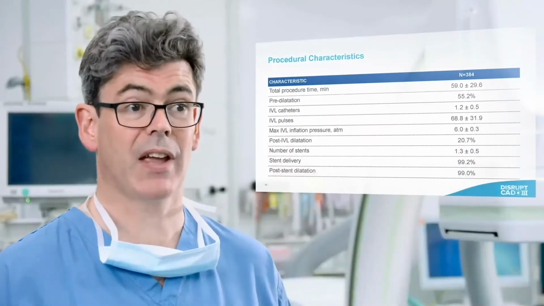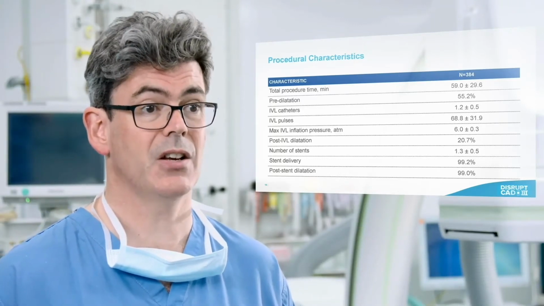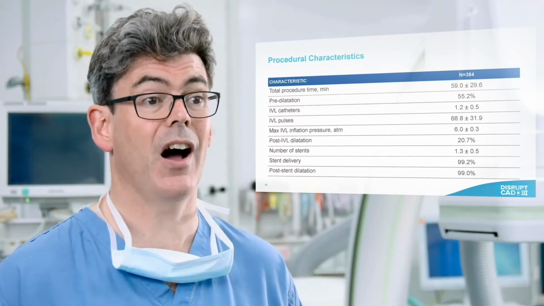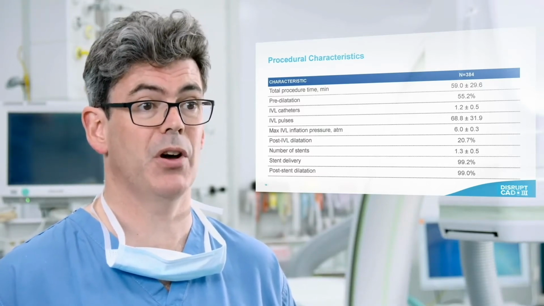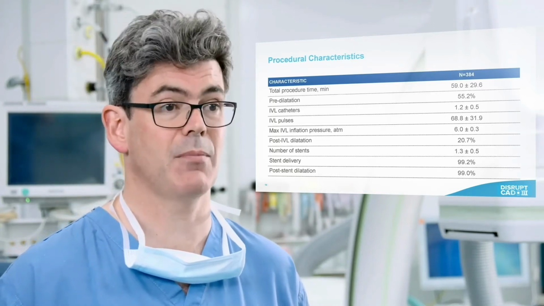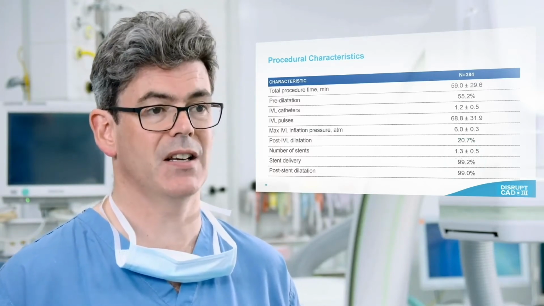These were the procedural characteristics, which show that 50% of the targets were predilated with a 2 millimeter or smaller balloon. An average of 69 IVL pulses were administered per case with a maximum IVL balloon inflation pressure of 6 atmospheres. Over 99% of stents were successfully delivered.